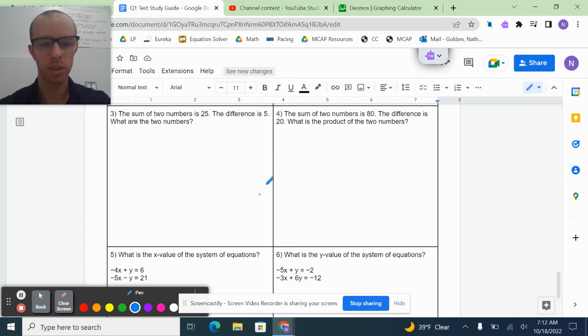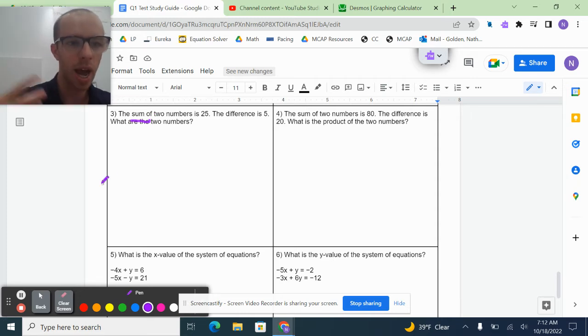The sum of two numbers is 25. The difference is 5. What are the two numbers? I'm going to have to go quickly here. First period is almost ready to start. The sum of two numbers, sum means addition, is 25. Is means equals. I have two numbers that add to 25.